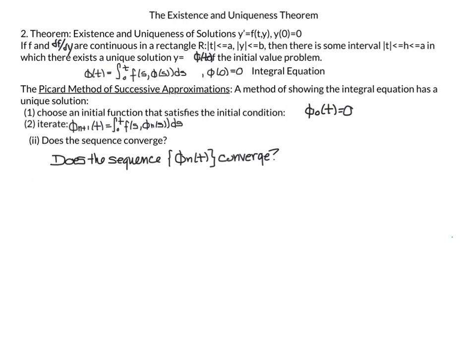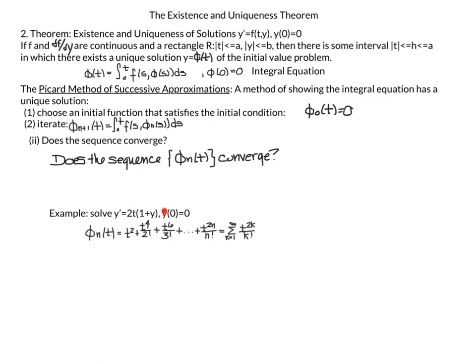Now the next question: does the sequence converge? In other words, the sequence of all our phi of n's, if we look at them as a sequence, do they converge? We're going to look back at our example. And in our example, here was the original differential equation. It turned out that phi of n, just because of the way the example worked out, was equal to this sum, or this series, which we could then prove using the ratio test that the series converged.